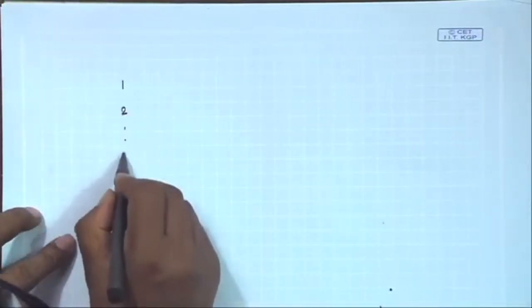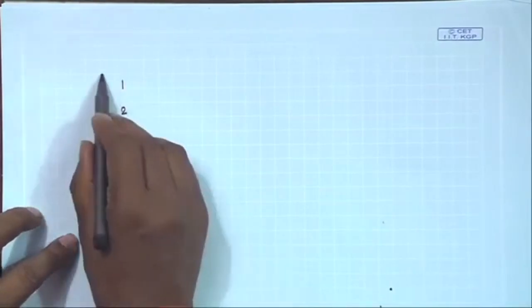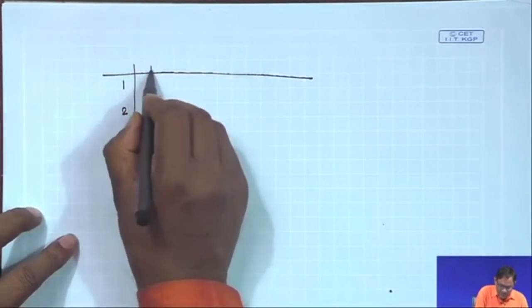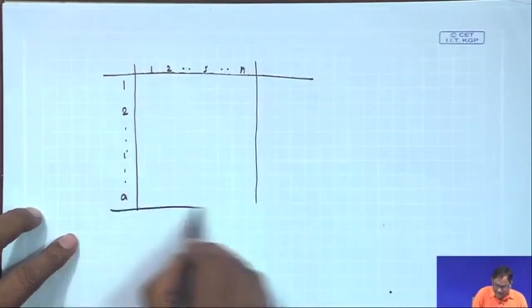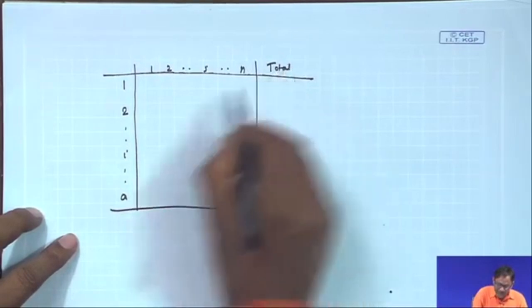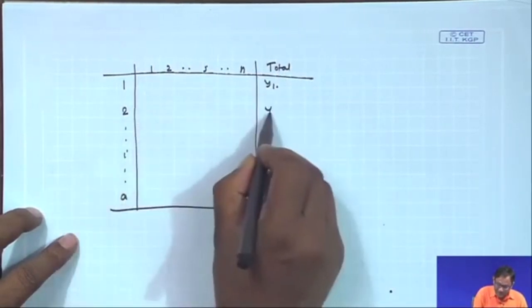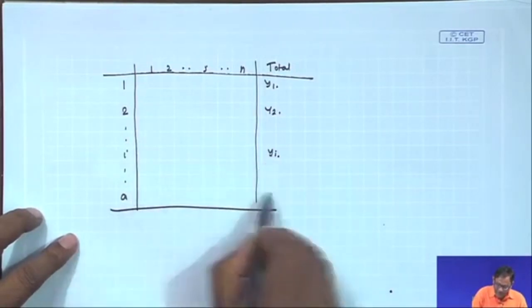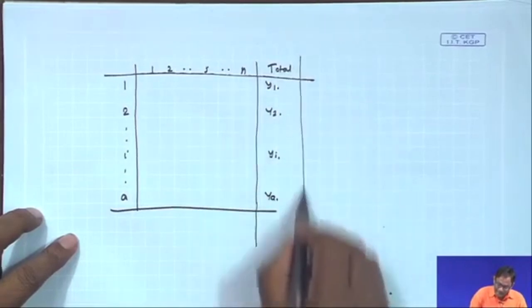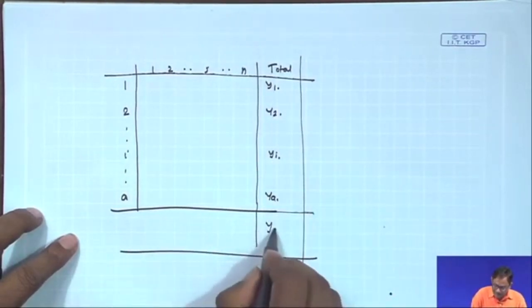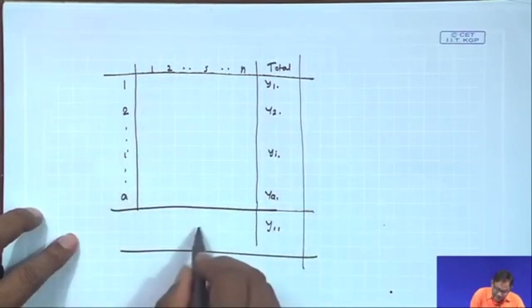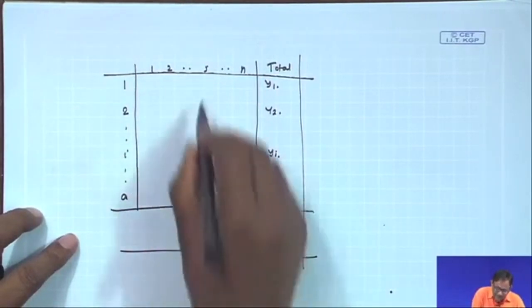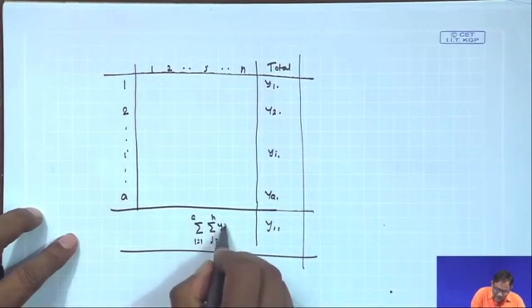So, let me repeat this case again. I have 1, 2, i, a treatments, and you have 1, 2, j, n replications. Then, if I write the totals here, this will give you y_1 total, y_2 total, y_i total, y_a total, and if you find the grand total, this is y dot dot. The grand total is the total of all those things. This is nothing but the grand total, the sum over j equal to 1 to n and i equal to 1 to a of y_ij.